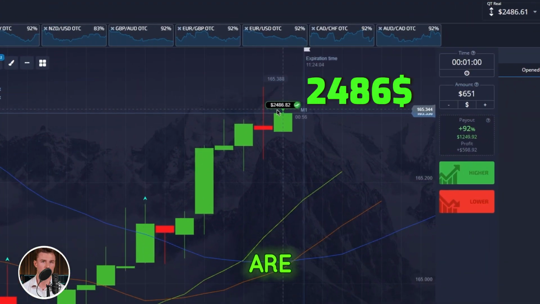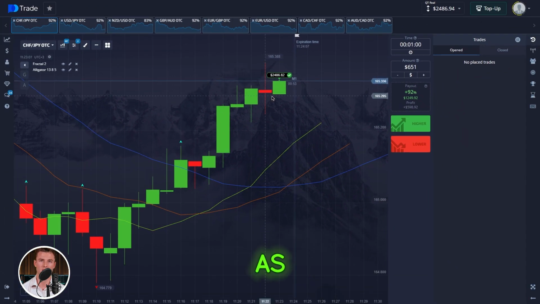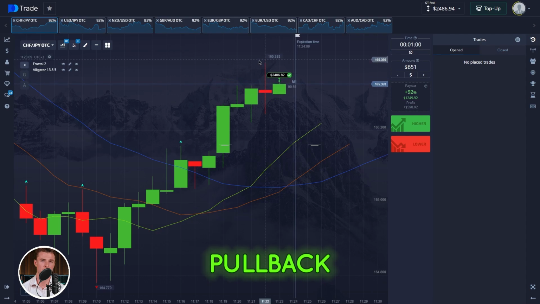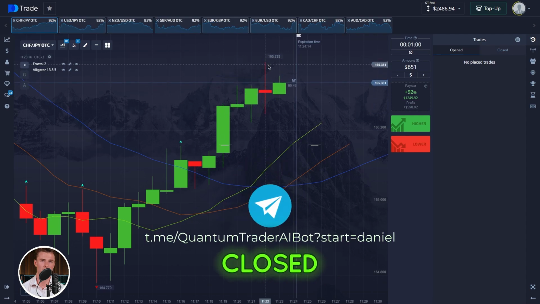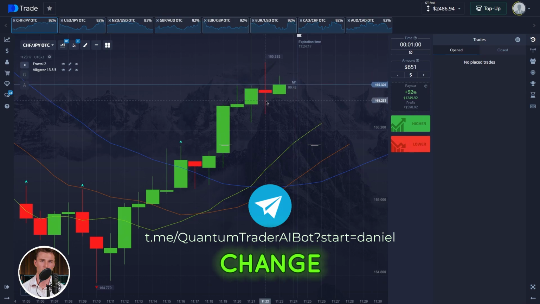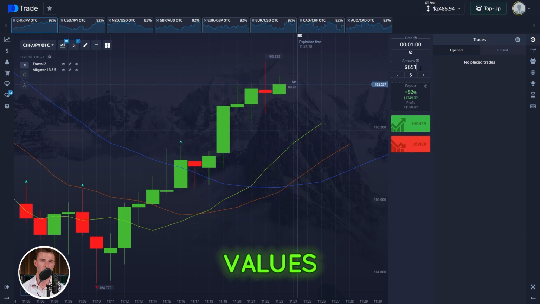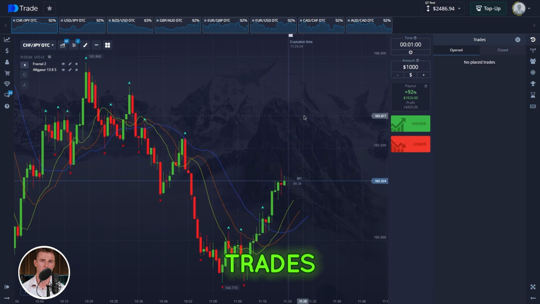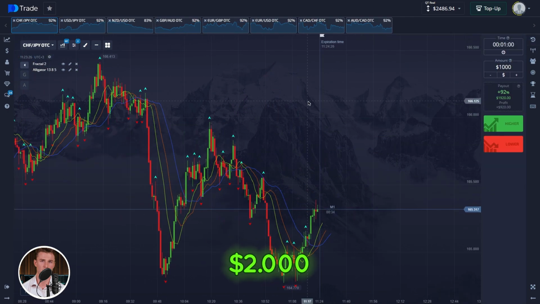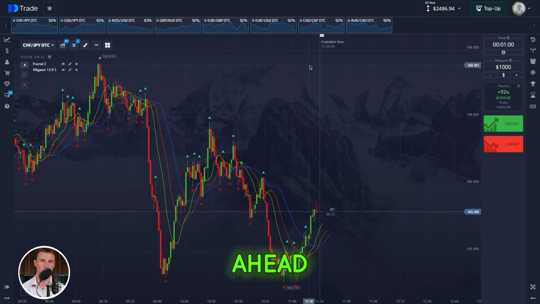And the next trades are easily closed in plus. As I expected, we have a small pullback. In this case, it looks like a doji pattern, and the new candle closed the trade in plus. Let's change the amount. Let's put 1,000 and open two trades for the amount of $2,000. Let's go ahead and pick up the following currency pair.